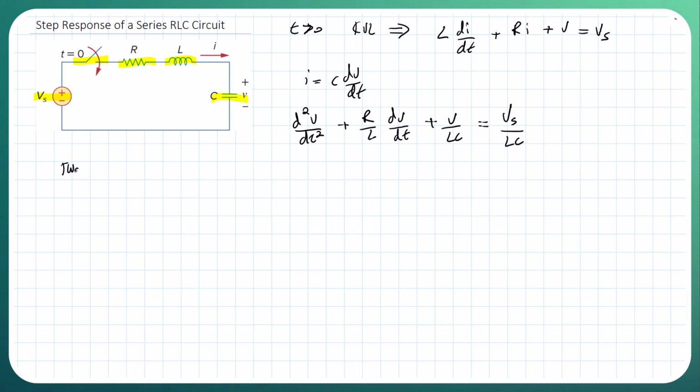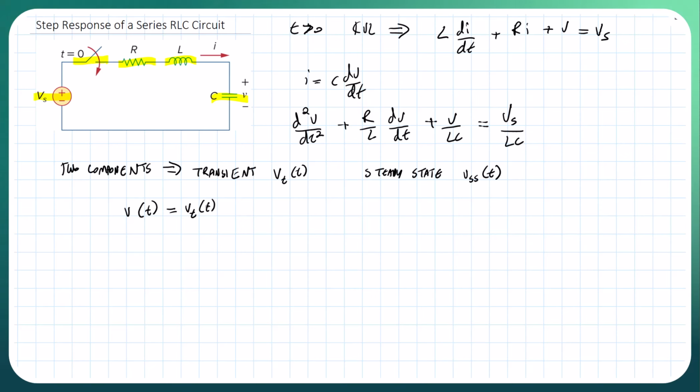So we can have two components, as we had in the past for the RC circuit. Two components, which are going to be the transient response, and that's going to be our Vt of t, and we're going to have the steady state response, and that's going to be our Vss of t. So if we do that, we can come up with a general equation: V of t is equal to Vt of t, our transient, plus Vss of t. Okay, so this transient response is part of the total response, and this steady state is also part of the total response.